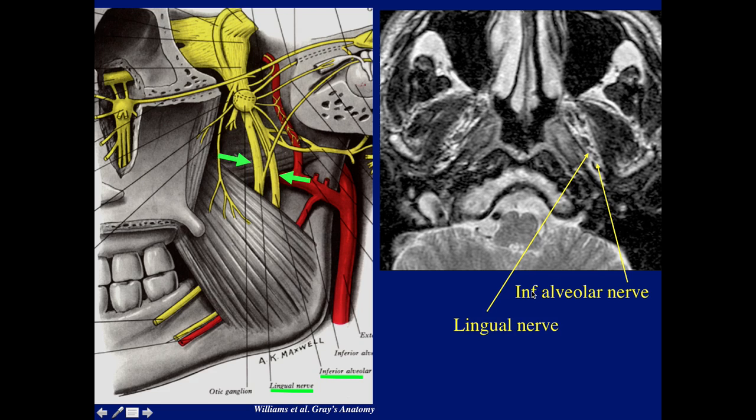So if we look at the relationship on the sagittal diagram, this would be the inferior alveolar nerve posteriorly, and the lingual is more anteriorly. And here we can see two nerves, very tiny, and this would be the inferior alveolar, and the lingual would be in front in this space.